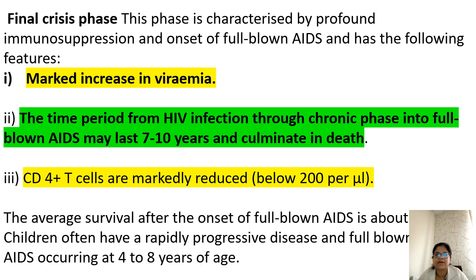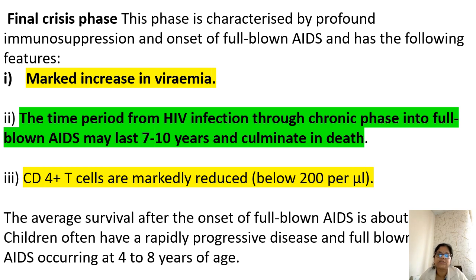The final phase is the crisis phase, as the name suggests. This phase is characterized by profound immunosuppression and onset of full-blown AIDS, and has the following features. There is a marked increase in viremia. The viral particles are markedly elevated in the peripheral circulation and in other lymphoid tissues. The time period from HIV infection through the chronic phase into full-blown AIDS lasts from 7 to 10 years, with later death.